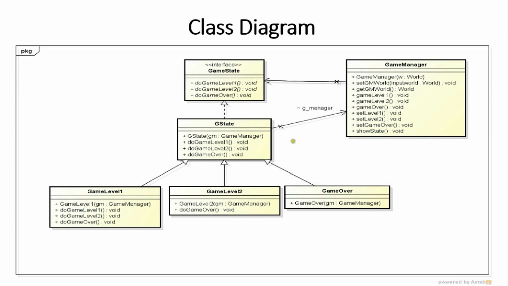Game manager maintains an instance of a concrete state subclass that defines the current state. Game state is an interface for encapsulating the behavior associated with a particular state of the context. GState is the class which implements the game state interface. Game level 1, game level 2, and game over are the three states for the whole game. Game starts in game level 1 state and it navigates to game level 2 or game over state once it meets the required criteria.